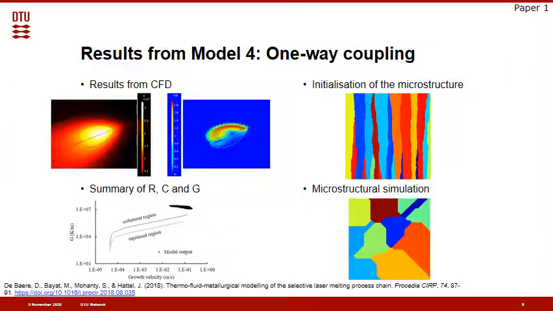The next model explores a one-way coupling scheme between mesoscale fluid dynamics and microstructure. At the top left you can see the results from the fluid dynamics simulation, which were used as an input on the process map below that. This process map shows that the entire microstructure is columnar. This columnar microstructure was then used as an input for the microstructural simulation, resulting in the evolution from columnar to equiaxed you can see on the right of this slide.